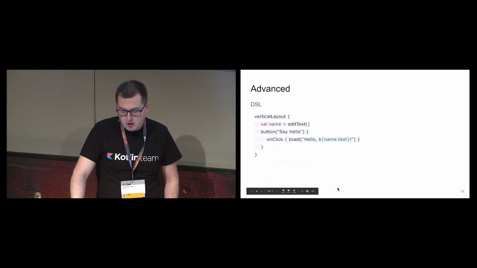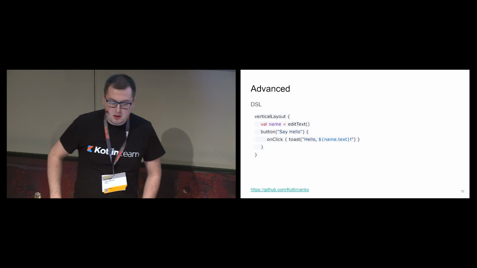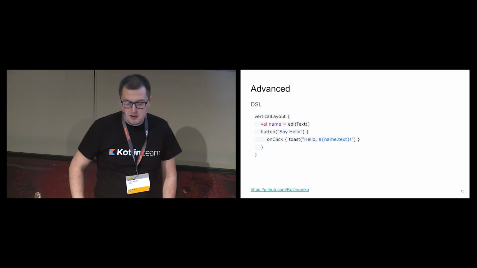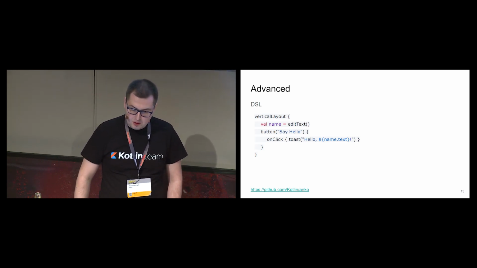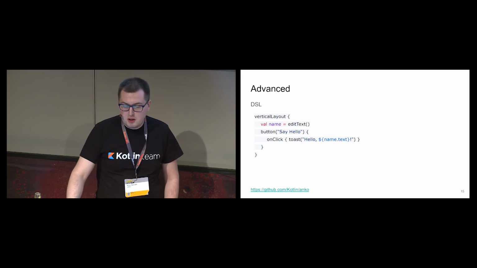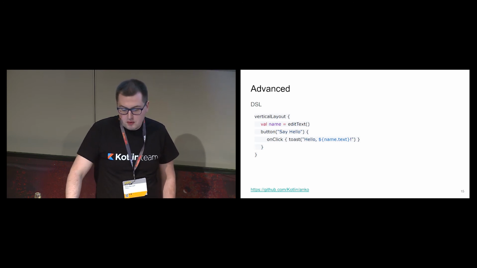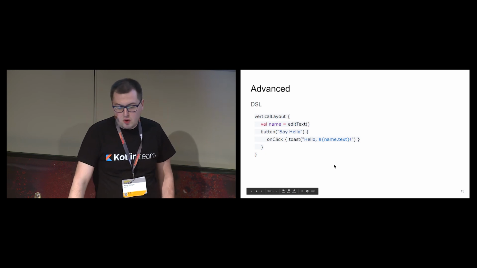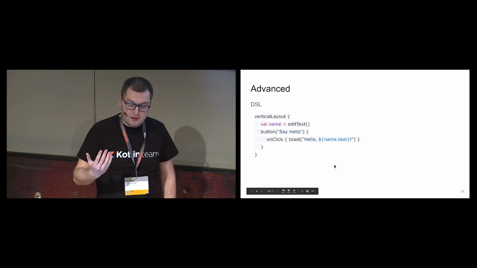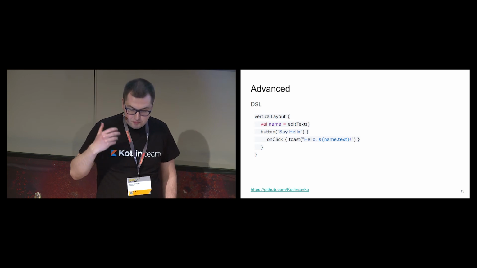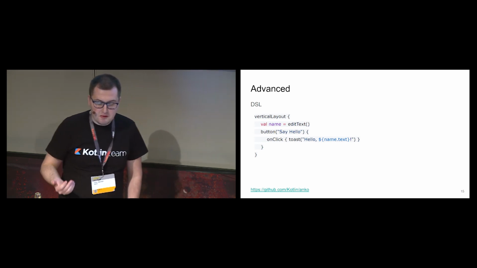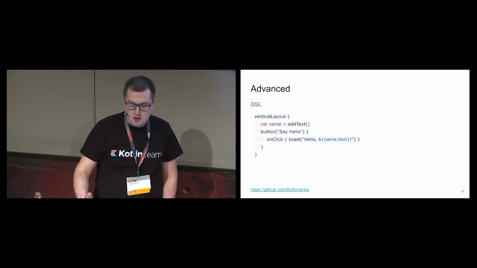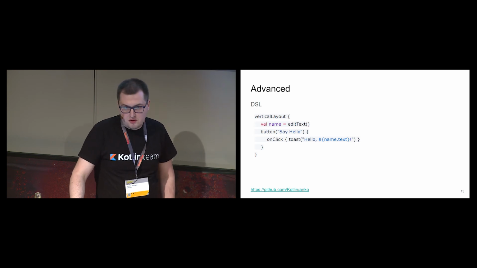Right. So more advanced stuff includes DSLs. If you are an Android developer, check out the Anko library. There's a link at the bottom. It allows you to describe hierarchical structures like UIs, HTML, and stuff in the code, and it looks nice and concise without any boilerplate.